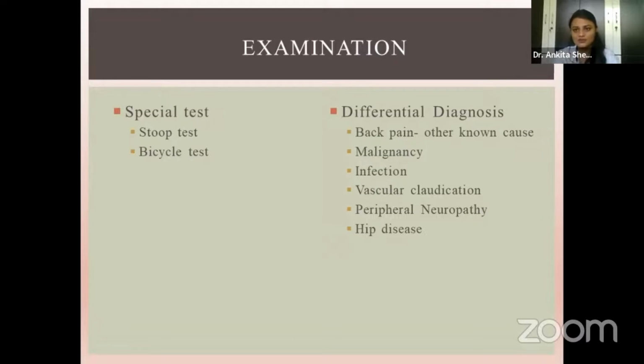The differential diagnosis for lumbar canal stenosis or back pain with any other cause can be prolapsed intervertebral disc. It can be due to facet joint arthropathy or listhesis. Malignancy and infection generally follow the other signs and symptoms of visceral origin. Vascular claudication, which we would discuss in the next slide. Peripheral neuropathy, which can be in diabetic patients or any patients with compression of the peripheral nerves. And hip disease.